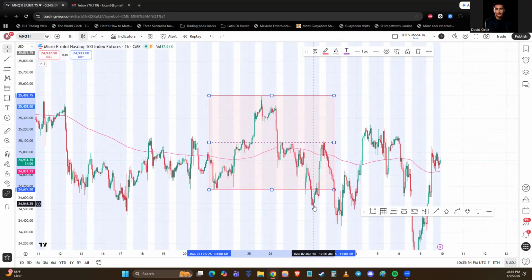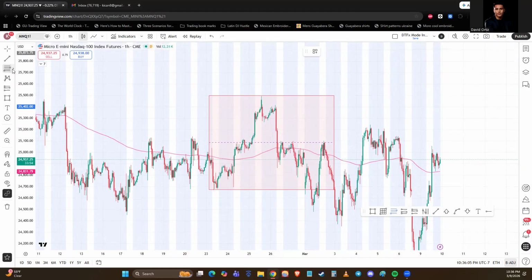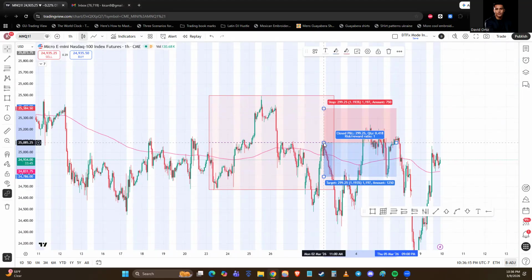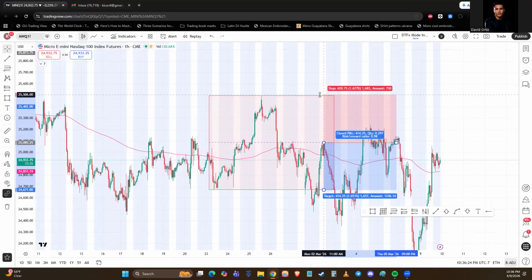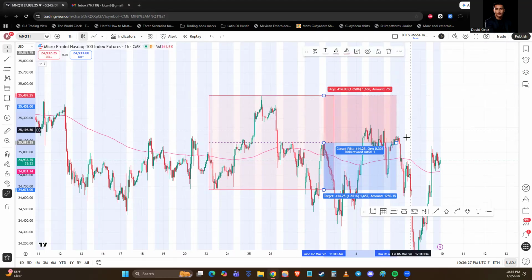And then it went back up and tapped the 50%, which means you take another trade right there. Let's see, where's the short? Short is over here. And the basic gist of it is you do a 1-to-1, which means your target is the bottom of the box and your stop loss is the top. That's the basics of it.